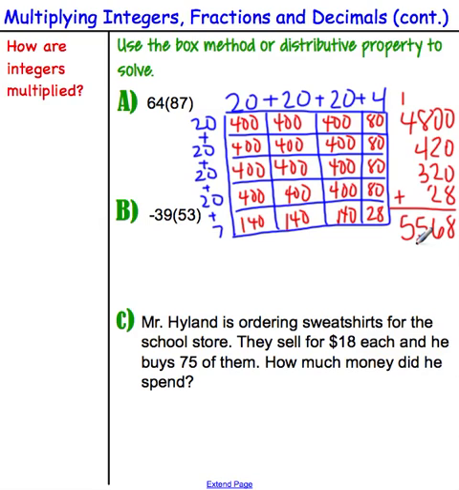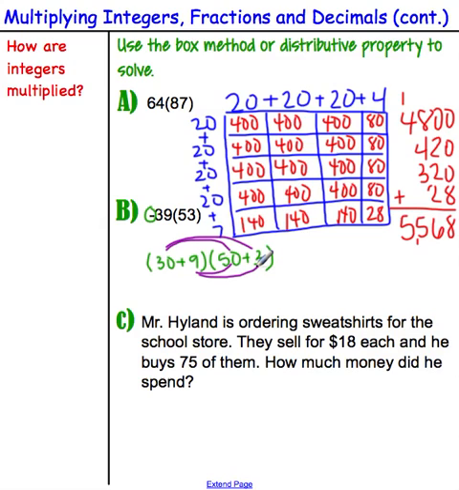Now the second one, 39 times 53. I know that the answer is going to be negative, so I'm just going to circle it so I remind myself. I'm going to break 39 into 30 plus 9 and 53 into 50 plus 3. And then the distributive property comes into play in that we're going to take 30 times 50 and 30 times 3, 9 times 50, and 9 times 3.